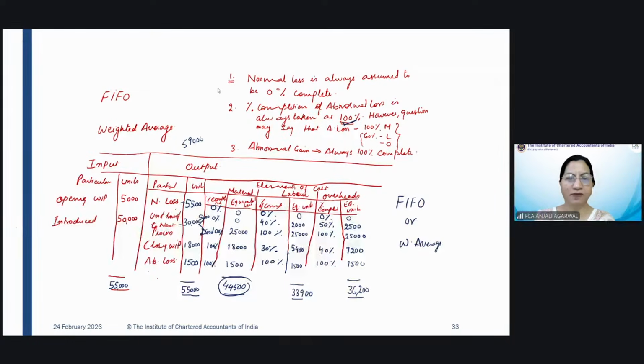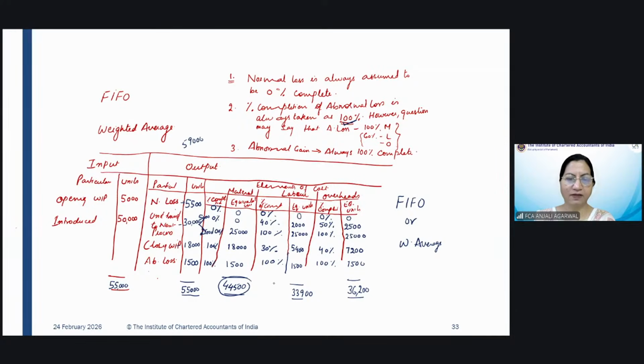What is 58,700? I'm not clear, Akhila. 30,000, 5,000 from opening WIP and 25,000 from current stock. Yes, Anil Golti, right. Okay. Now, this is how you will do the questions.